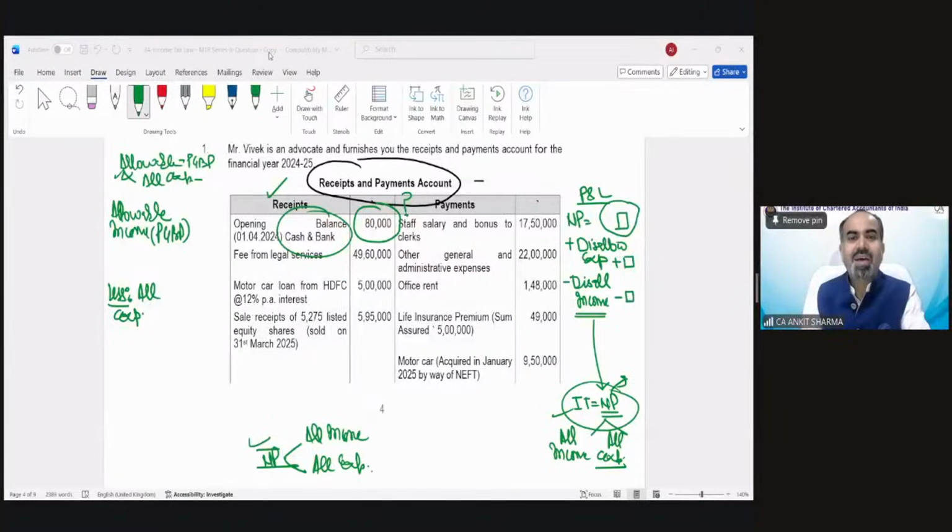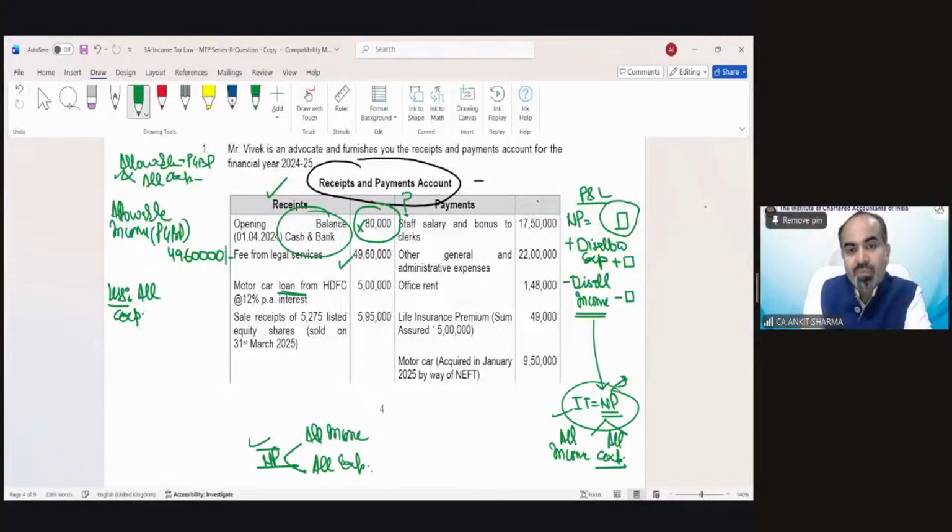Exactly, because this is the accumulated cash balance. It does not actually have anything connected to the current year. So we will skip this information. We do not need it. Fees from legal service. This is my business income technically. So I will consider this as receipt income, 49 lakh 60,000.